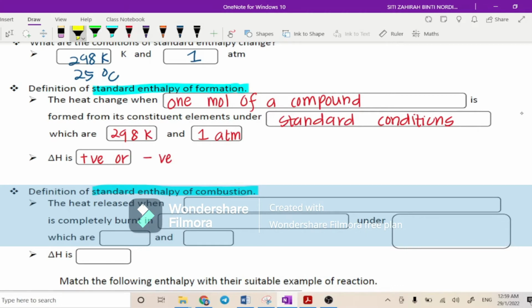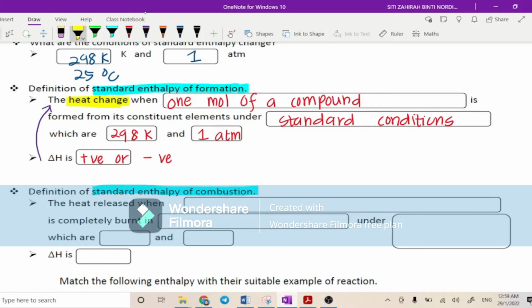The delta H for standard enthalpy of formation has a positive or negative value. So you must highlight this. The definition states the heat change, and when there is a definition of heat change, it means that the delta H can be either a positive or negative value. Okay, you must refer to your own definition.